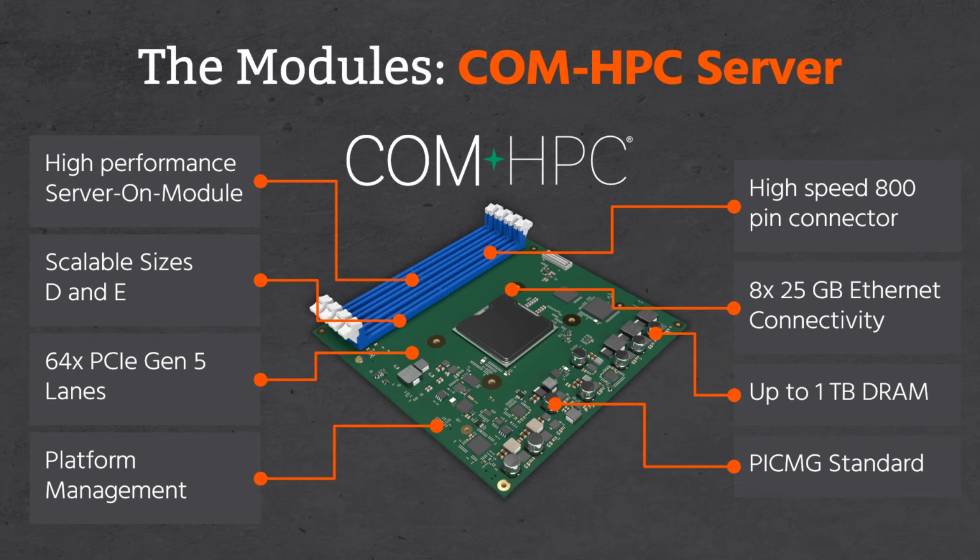The COM-HPC server is, as the name says, much more server oriented. It does not support any video interfaces or audio interfaces, but it supports a much higher amount of PCI Express and mainly Ethernet interfaces. It's up to 8 times 25 gig Ethernet connectivity. The server modules are typically on larger size modules, which means up to 1 terabyte of DRAM based on today's available technologies can be implemented.